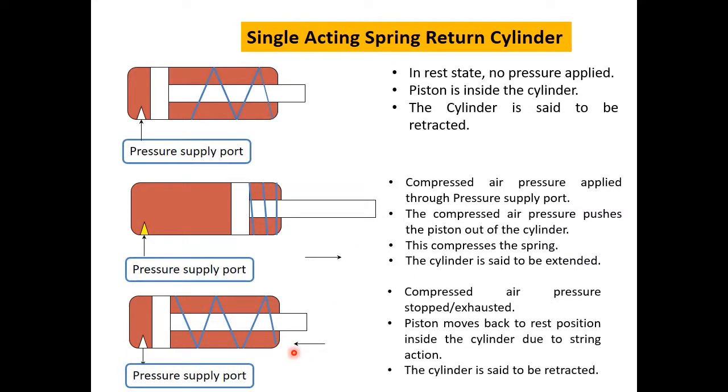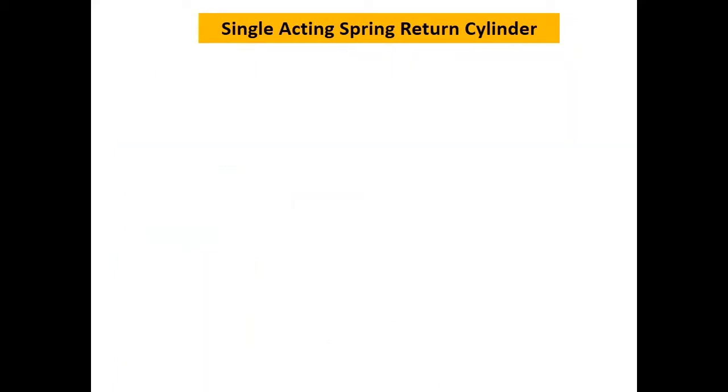When the pressure applied is stopped or exhausted, the piston moves back to the rest position inside the cylinder due to the spring action. The cylinder is said to be retracted. Thus, when the compressed air is applied and stopped alternatively, the piston extends and retracts inside the cylinder.